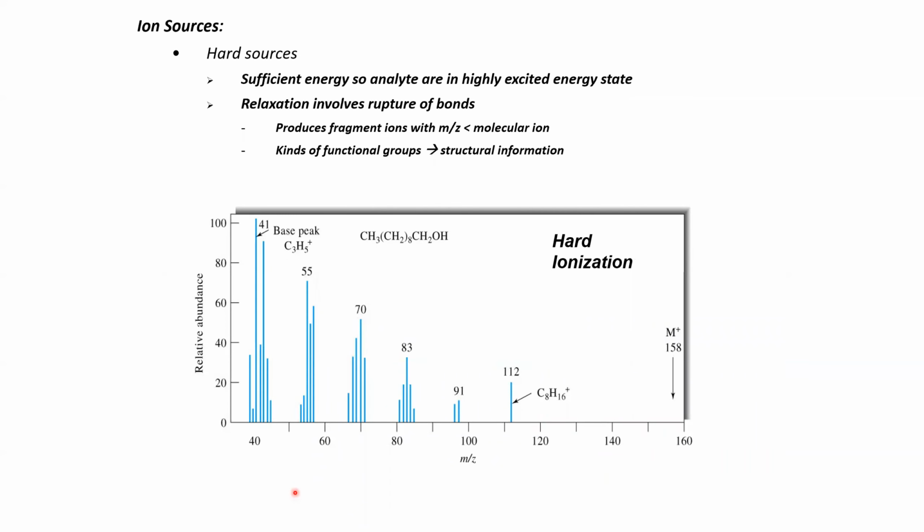So ion sources, this is how do we ionize? We've got different sources. We've got hard sources and soft sources. First, we'll look at hard sources. They need to have sufficient energy so the analyte can be in a highly excited energy state. The relaxation then involves the rupturing of the bonds. So this produces fragments with the m/z ratio which is going to be less than that of the molecular ion. Well, it means a fragment of the molecular ion, so it should be less. And so the kinds of functional groups then will give us structural information. So if we know a little bit about what we have in the molecule, then it will serve us well because we'll hopefully be able to assign the different peaks to their mass fragments.